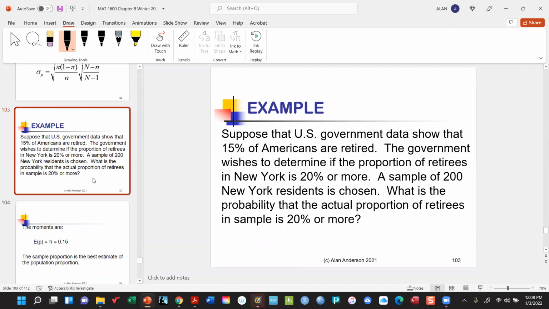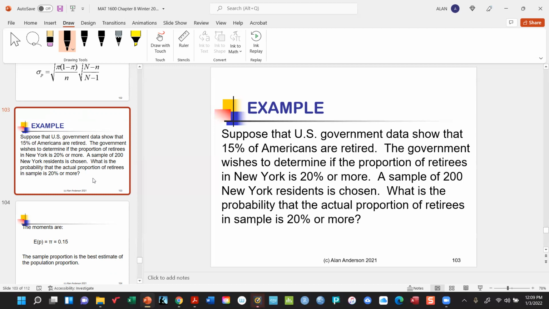Suppose that the US government data show that 15% of Americans are retired. We want to know if the proportion of retirees in New York State, though, is 20% or more. For some reason, they want to know if there tends to be more retired people in New York than the rest of the country. So they're going to choose a sample of 200 residents of New York, and they'll ask the following question: what's the probability that the actual proportion is 20% or more?